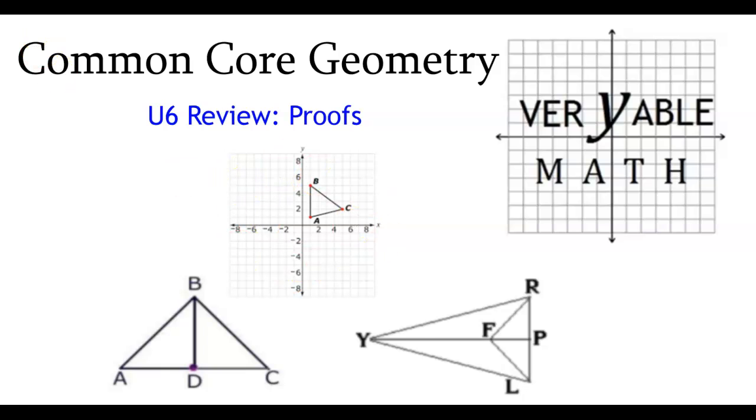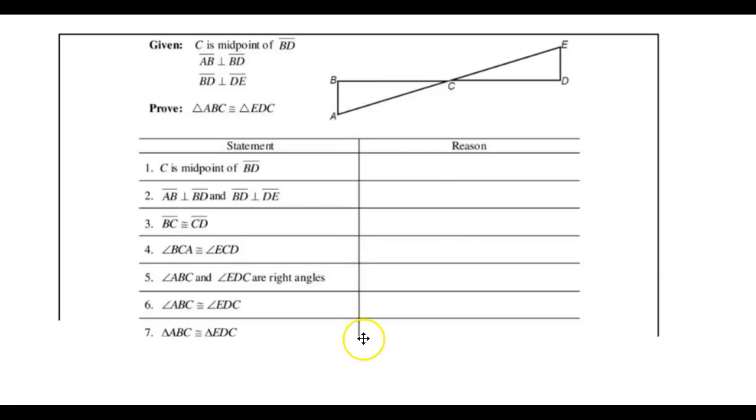Let's get started. This is the first proof that is on your review. It tells you that C is the midpoint of BD, AB is perpendicular to BD, and BD is perpendicular to DE. One thing that you should start doing right away, before you even write out givens or anything like that, is mark the diagram. So here's what the diagram marks should look like.